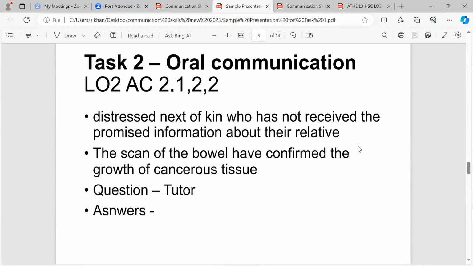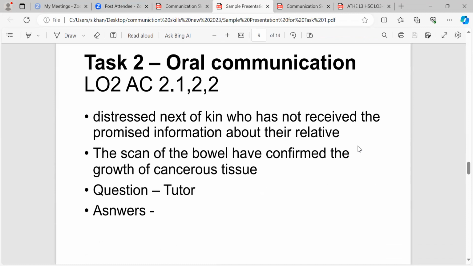Task 2. Okay, so that was all to do with task 1. Any questions on task 1? No, it's okay. Okay, task 2 now, okay? Oral communication, learning outcome 2, 2.1, 2.2.